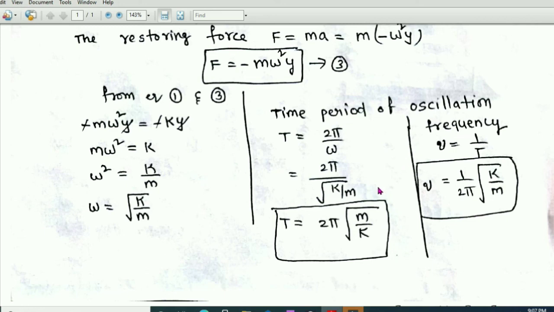Already we know that the frequency is the reciprocal of the time period. The frequency nu is equal to 1 by T. Then nu is equal to, if you reciprocate, 2 pi becomes 1 by 2 pi, and root over m by k becomes root over k by m. So this is the time period of oscillation of a loaded spring and this is the frequency of oscillations of a loaded spring.